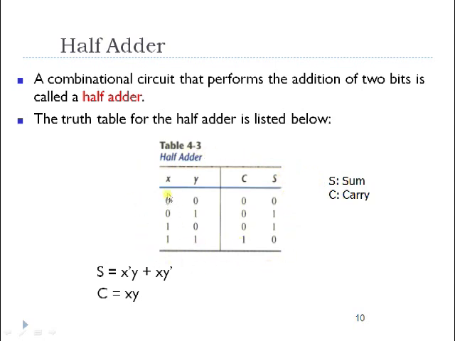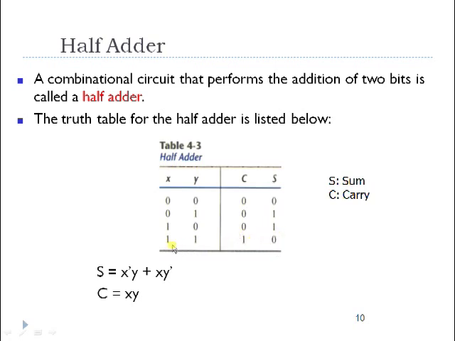Okay, and if you have two inputs, then you'll get a total of four combinations, that is 00, 01, 10 and 11. If 0 is added with 0, then carry is 0 and sum is 0. If 0 is added with 1, then carry is 0, sum is 1. If 1 is added with 0, then carry is 0 and sum is 1. If 1 is added with 1, then you'll get the carry as 1 and sum as 0.